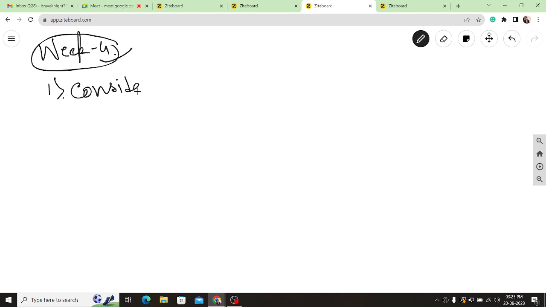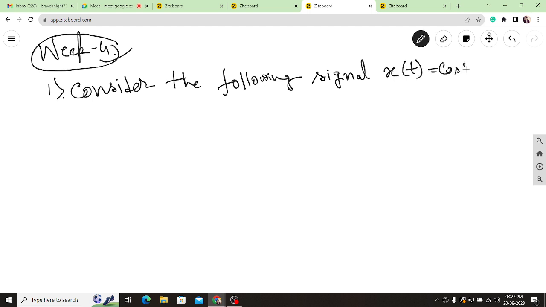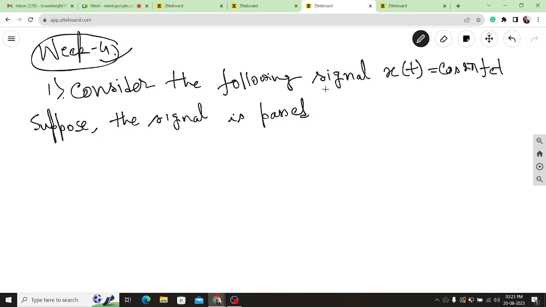So, the first question of this week 4 is, consider the following signal. x of t, that is cos 2 pi fc t. And then suppose the signal is passed through a multiplier, and the multiplier is not perfect, so this is passed through an imperfect multiplier.